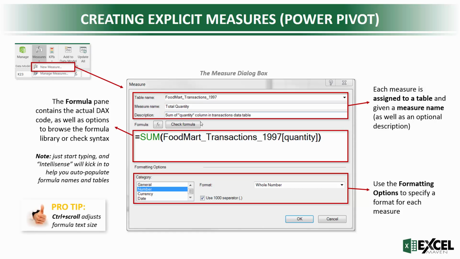So quick pro tip, in the formula pane itself, you can actually hold Control and then scroll your scroll wheel on your mouse up and down to make that formula size larger or smaller. That's why it looks so big in the screenshot that you're looking at here. So that's the proper way to calculate some explicit measures. Let's jump into Excel and we're going to basically replicate that total quantity calculation that we just built with AutoSum using the measure dialog box from Power Pivot.